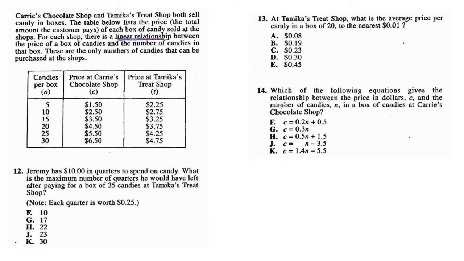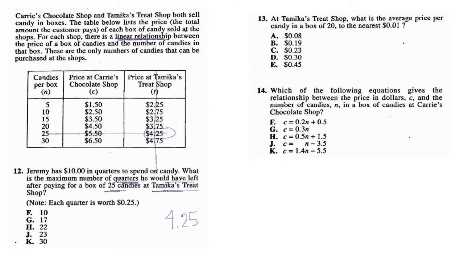Jeremy has $10 in quarters to spend on candy. What is the maximum number of quarters he would have left after paying for a box of 25 candies at Tamika's treat shop? So Tamika's treat shop, 25 candies. Let's see, 25 candies at Tamika's, so we're looking at $4.25. And so we've got $10 worth of quarters here.